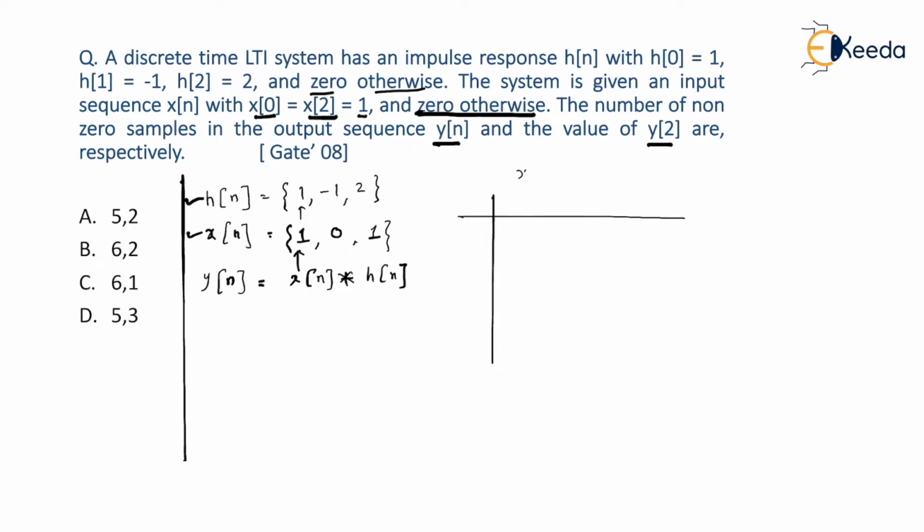On this side I'll take x of n, and on this side I'll write h of n. Let us write all the samples present in x of n. They are 1, 0, 1, and for h of n it is 1, minus 1 and 2. So you know what the tabular method is. Just go on filling the whole table. You get 1, 0, 1 here, you get minus 1, 0, minus 1, and here you get 2, 0, 2. Am I right? Then we mark the diagonals.